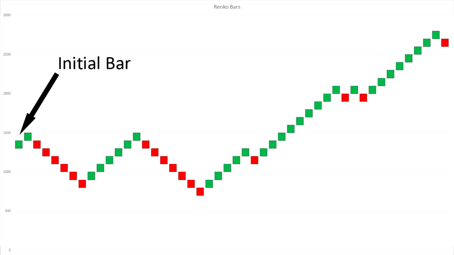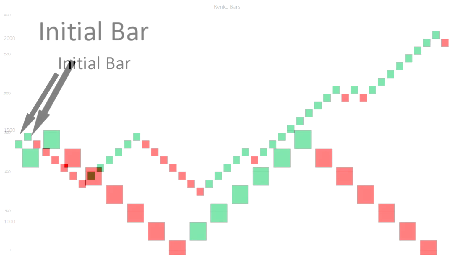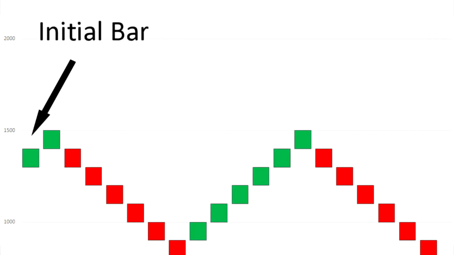This very first bar starts at 1300. Now this is a rounded figure that I've used to make this example easier to understand and make the charts look a bit nicer. So we start at 1300 points. Before we can draw any bar at all, even the very first one, we have to close 100 points or more in either direction.